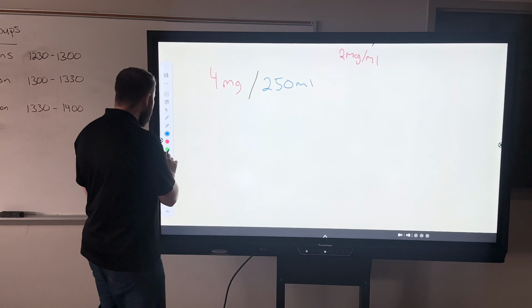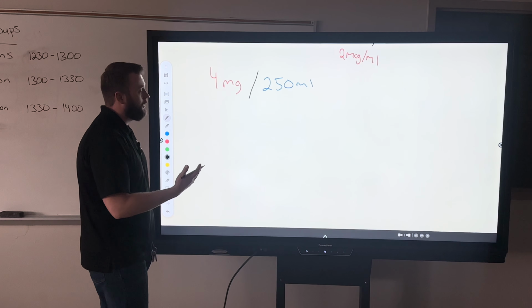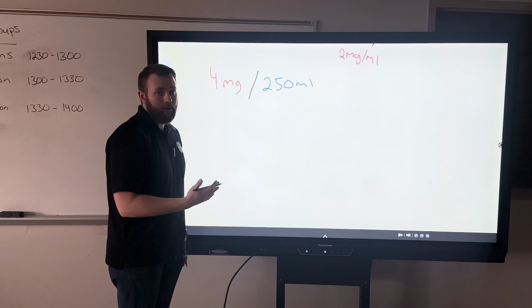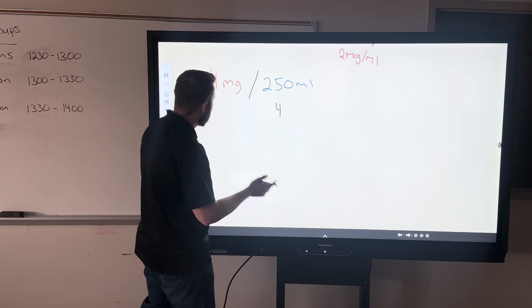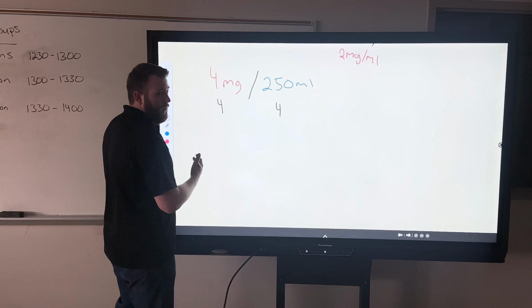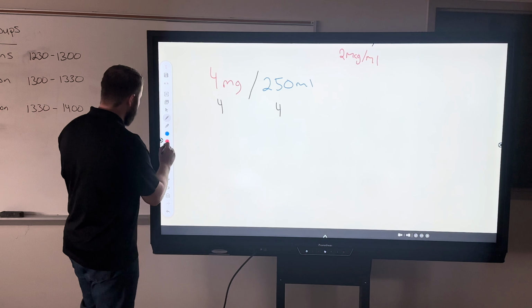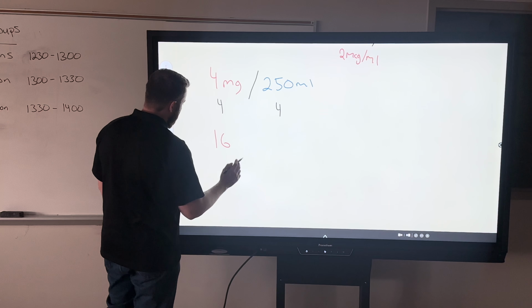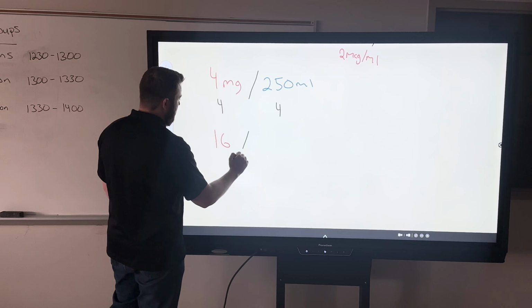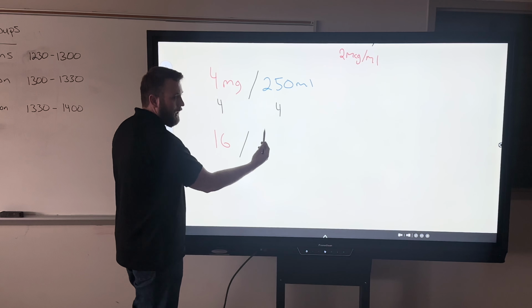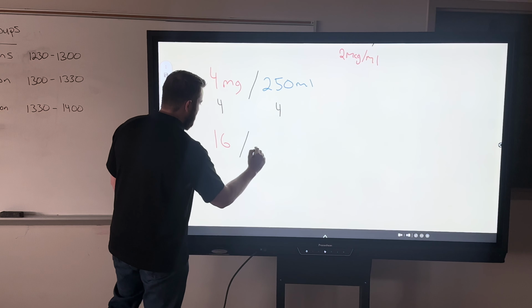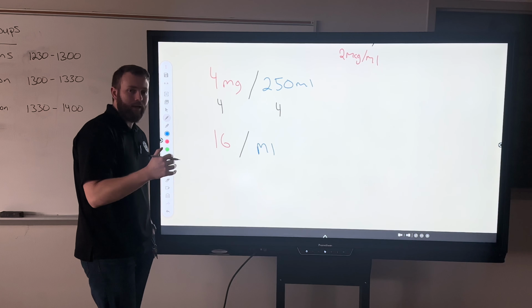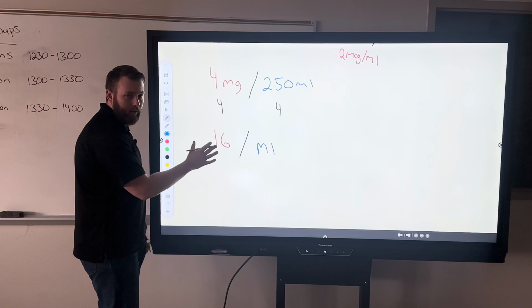Okay. So first step is I need to know what my factor is. So 250 is going to multiply by 4 to give me 1,000. So I have a factor of 4. When I do the one side, I do the other side. 4 times 4 is 16. And I know 250 times 4 is 1,000. I'm just going to move the decimal place anyway, so I'm just going to go ahead and write milliliter, and just not skip that step, but do it in my head real quick and not write it, right?